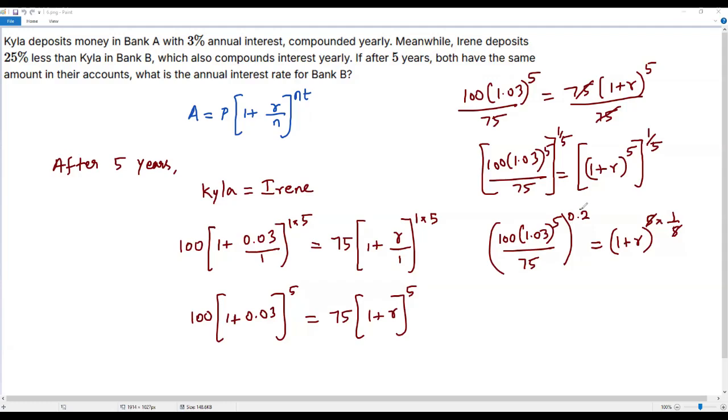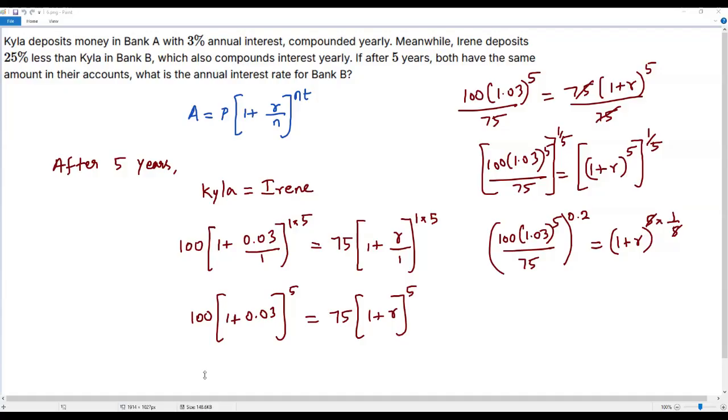Okay, now we can evaluate the expression over here. I have to evaluate 1.03 to the fifth power, multiply the result by 100, divide that result by 75, and raise the final result to the power of 0.2. So let me do everything at one time. First let me calculate the value of 1.03 raised to the fifth power. When I do so, I am getting 1.1592, a very long decimal for 1.03 raised to the power of 5.